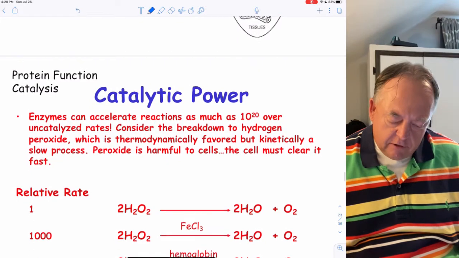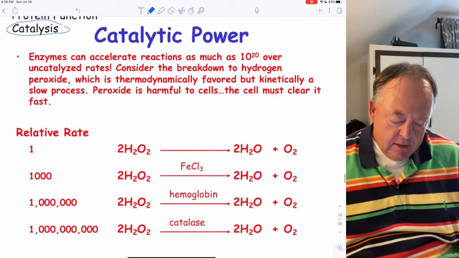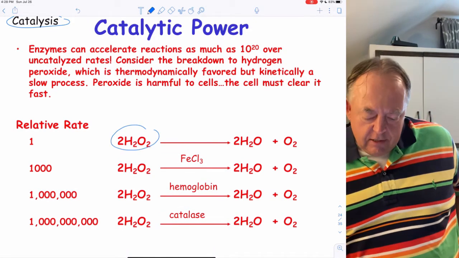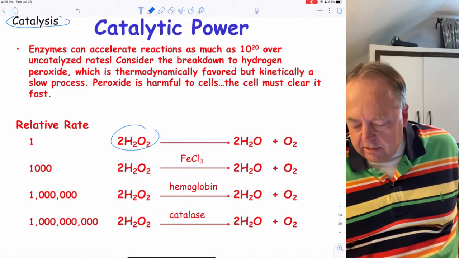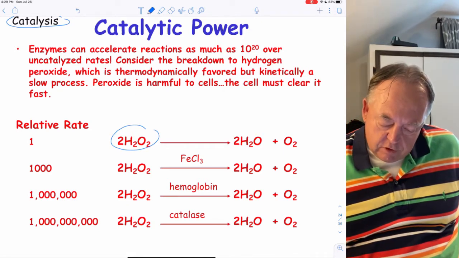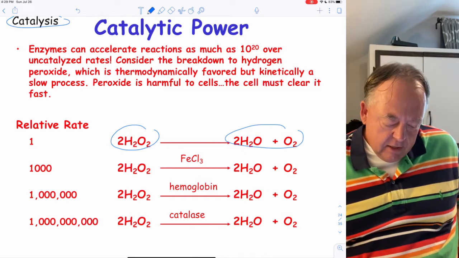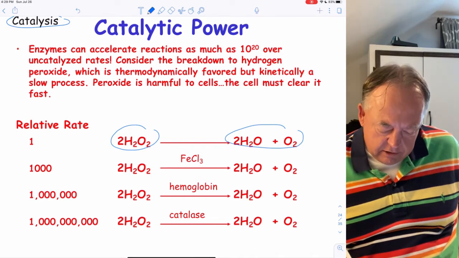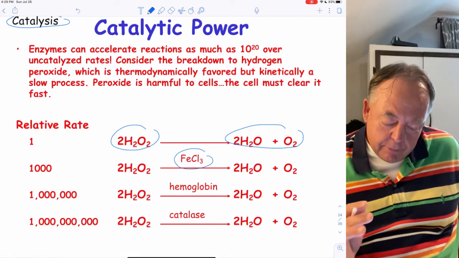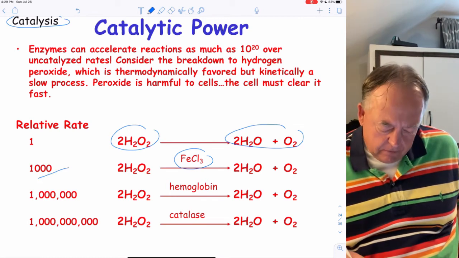Or proteins can function for catalysis. Just to illustrate the catalytic power, peroxide is very dangerous to a cell. So if there's peroxide in the cell, it must get rid of it very fast. Peroxide can decompose to water and oxygen, 2 water molecules and an oxygen molecule. If we assign that a rate of 1, iron trichloride can catalyze this decomposition. With iron trichloride, the reaction is 1,000 times faster.